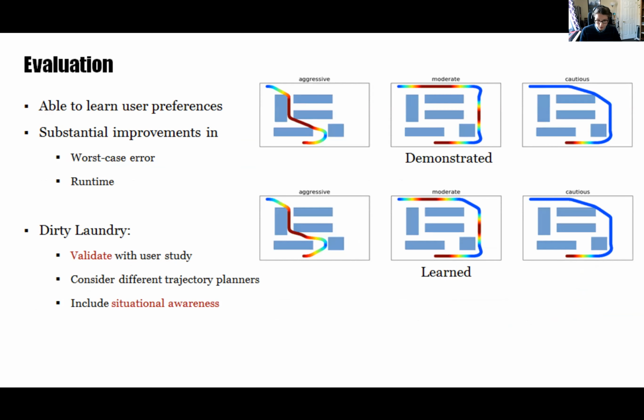In our work, we demonstrated in simulations that the designed motion planners can replicate user preferences and achieve a substantial improvement in worst case error and runtime. Our dirty laundry includes practical evaluation with real user data, as well as using more sophisticated trajectory planners. And finally, we want to extend the work using situational awareness with adaptive lattices.